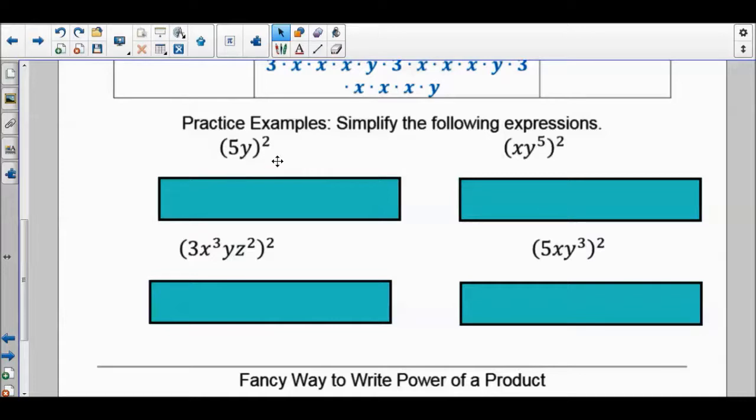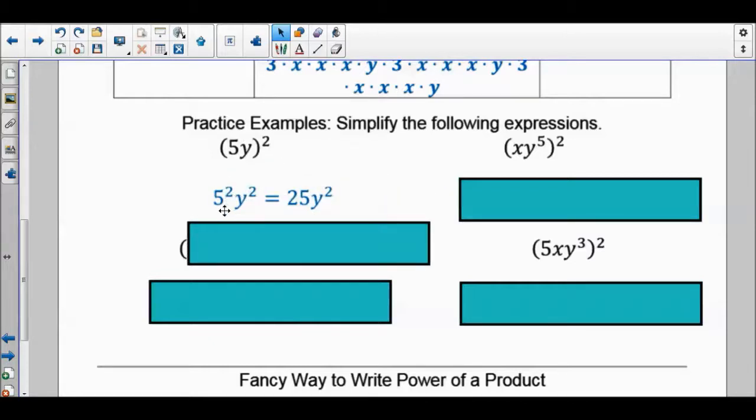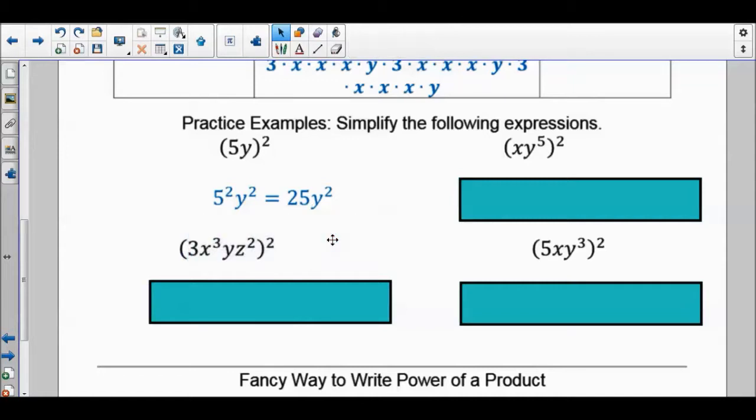So 5x squared, right? You're going to take that 2 and distribute it inside. So you would have 5 squared and y squared, because you distribute it to all the parts. 5 squared is 25, and then y squared we're just going to keep as y squared, because you can't do anything else with that. We don't know what y is equal to, so 25y squared is our final answer.